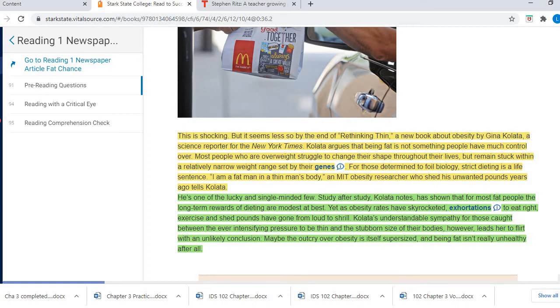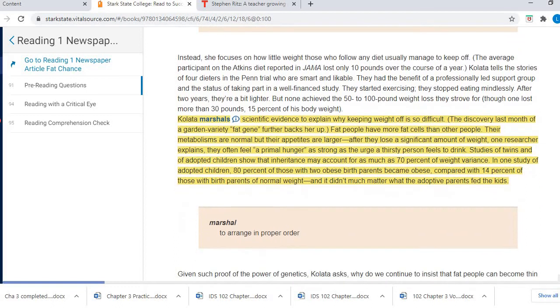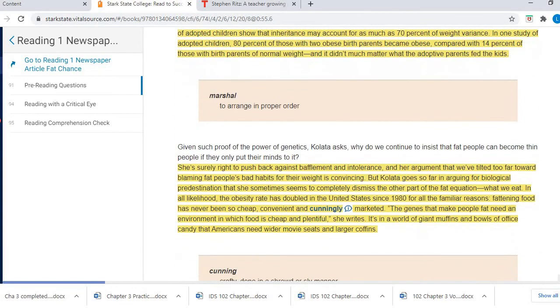Sometimes it links, sometimes it doesn't. Even if it doesn't, over in the right-hand corner, you'll have numbers. Mine is kind of cut off with the recording right now, but you'll have numbers. So it wants you to look at paragraphs 2, 3, which are right there, and then 6 is right here, and 8 is right there.